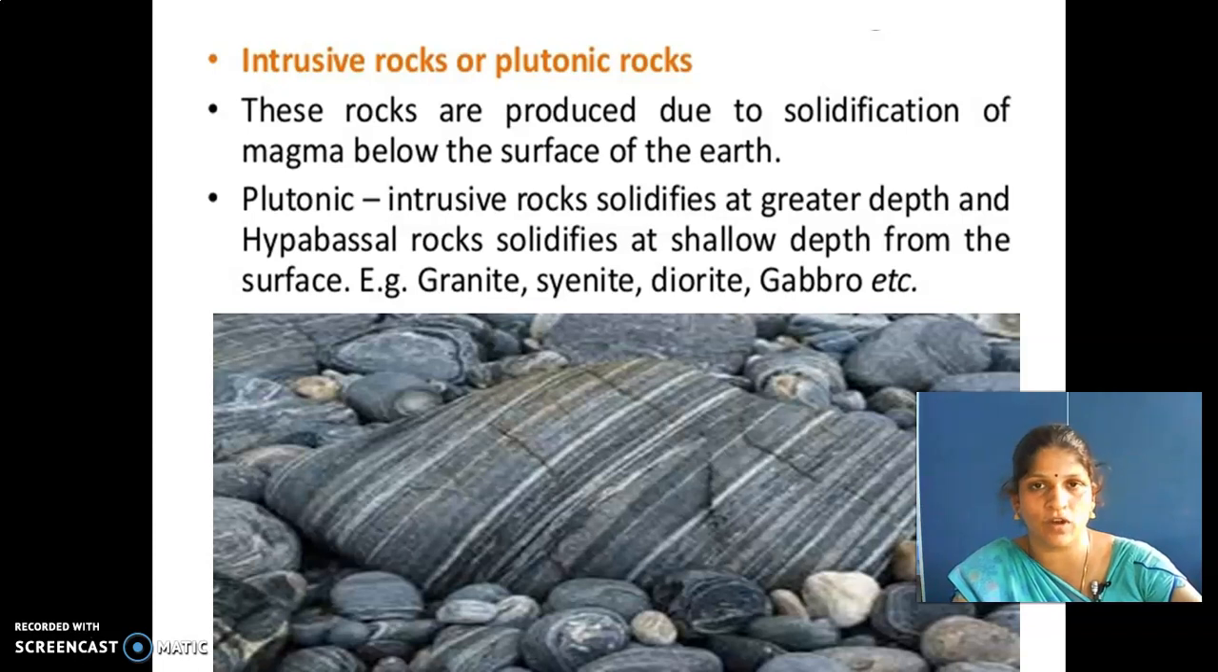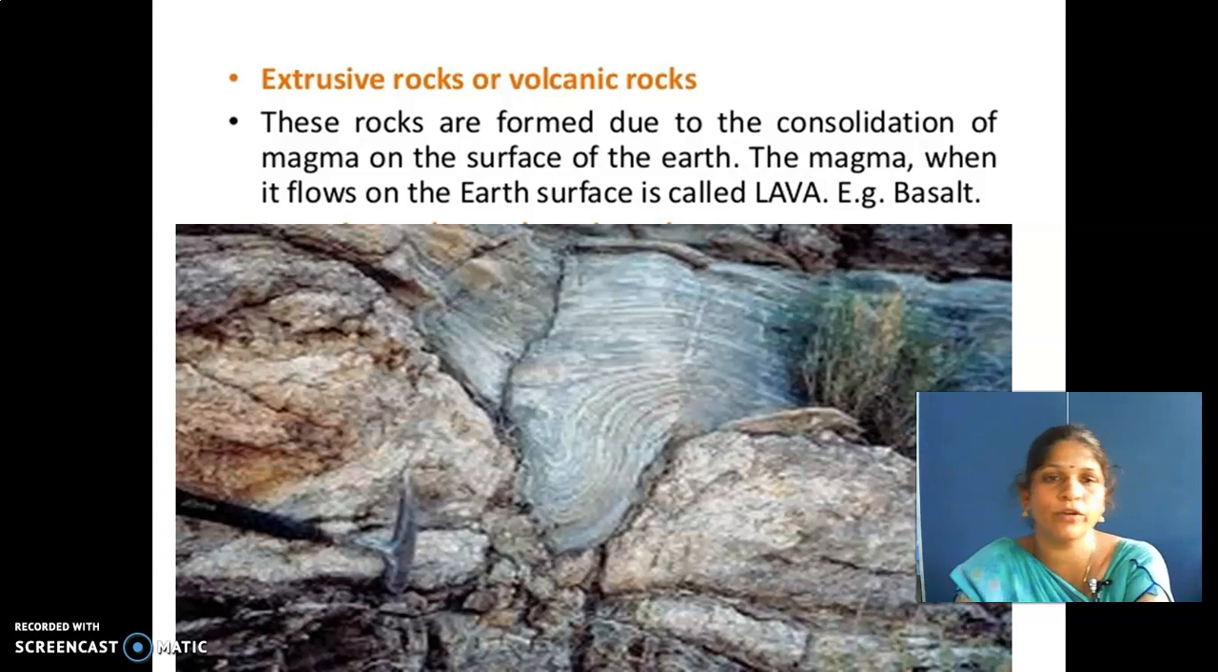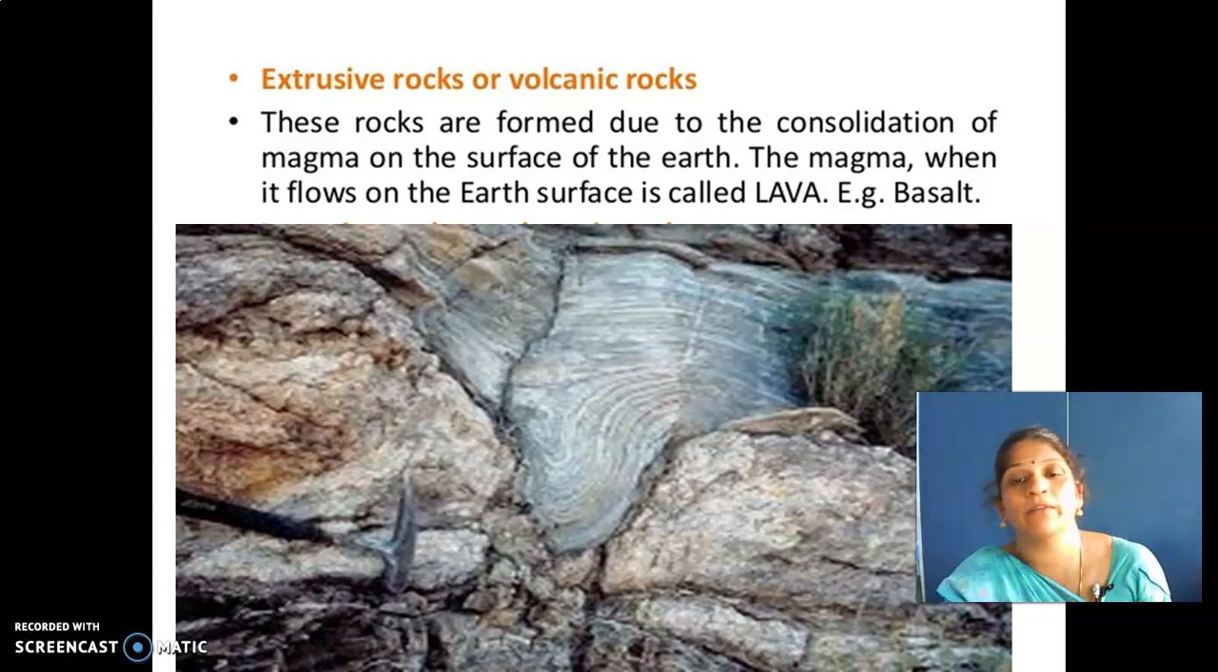Then extrusive rocks. What are extrusive rocks? These rocks are formed due to the consolidation of magma on the surface of the Earth. Here I am giving the picture, you see. Have you understood? The magma is solidified, got cool on the surface of the Earth. Intrusive is beneath the crust, deep inside the crust. Extrusive means outside. Here I am giving this in the picture.